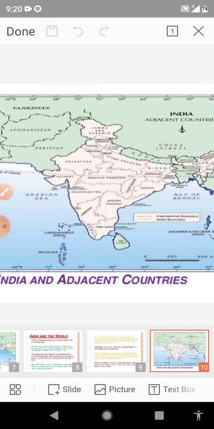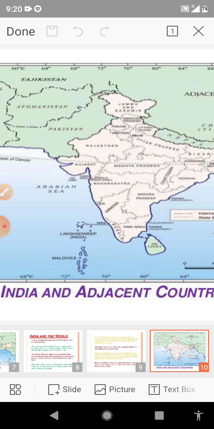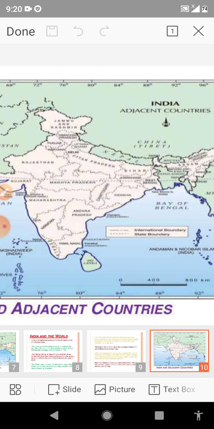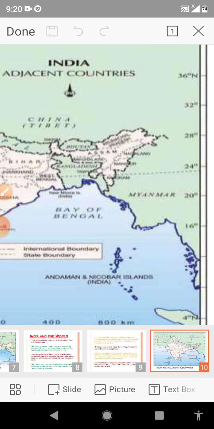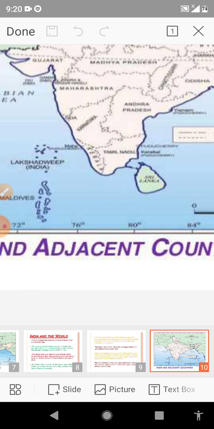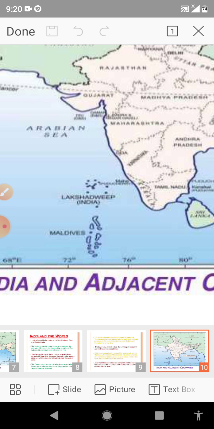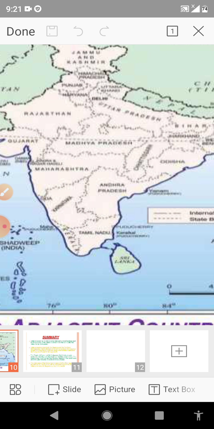After that, we'll discuss our neighbors. In the northwest, if you see the map, we have Afghanistan and Pakistan. In the north, we have China, Nepal, and Bhutan. In the east, we have Myanmar. Then we have Bangladesh. In the south, we have Sri Lanka and here Maldives. So these are our neighbors.